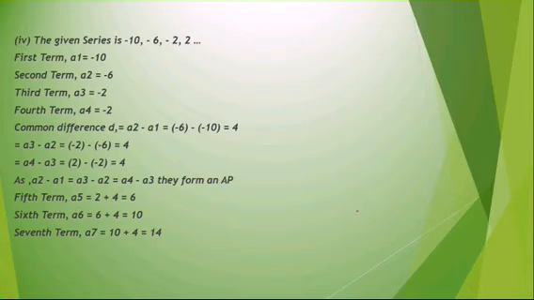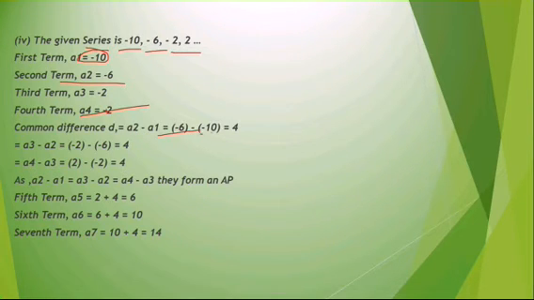Here the given series is minus 10, minus 6, minus 2 and 2. So let me consider A, that is first term as minus 10 and second term as minus 6, third term as minus 2 and fourth term as plus 2. Now we need to find the common difference. The common difference will be equal to A2 minus A1, that is minus 6 minus of minus 10, that will be equal to 4.